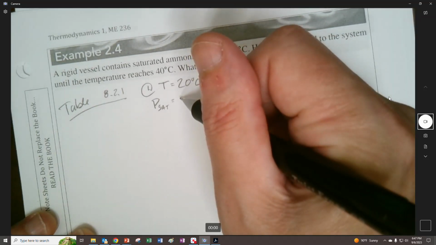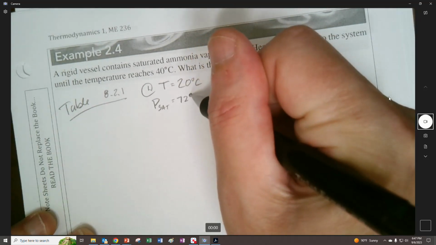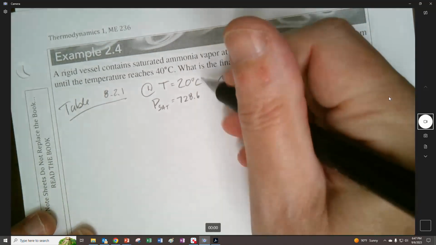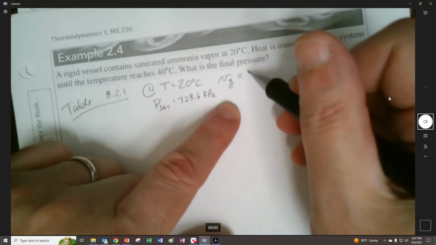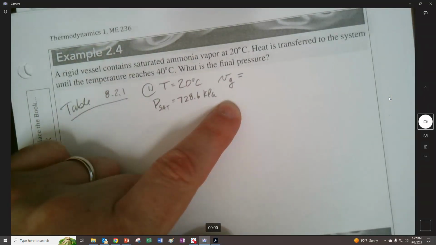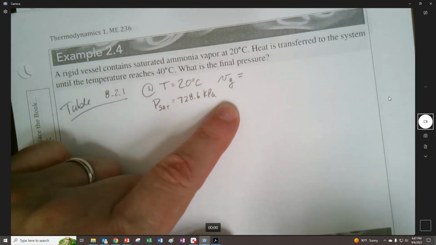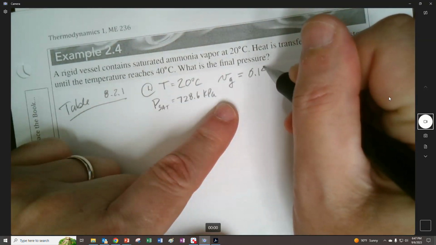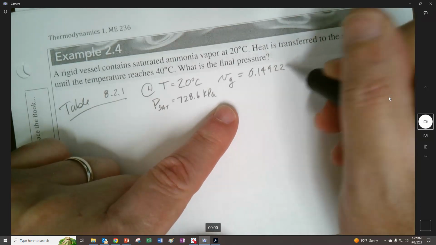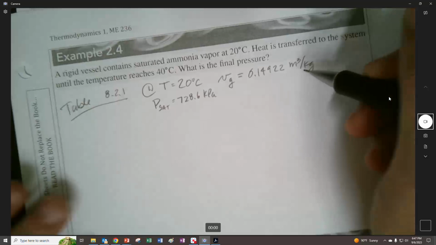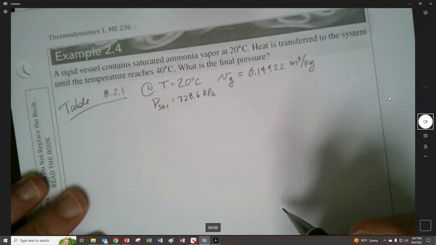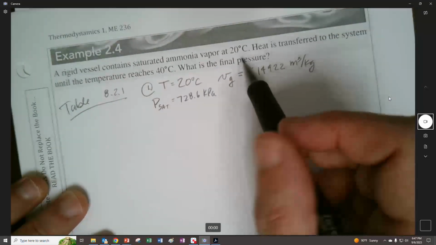I'm looking at the table here. It's 728.6 kPa. All right, so we have VG, and VG is going to be like 1492. That's a good way to remember it. 0.1492 cubic meters per kilogram. I've been getting those reversed lately a lot. And so this thing is going to be constant.